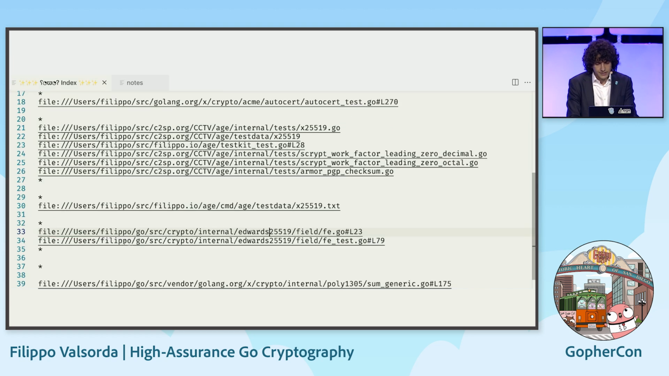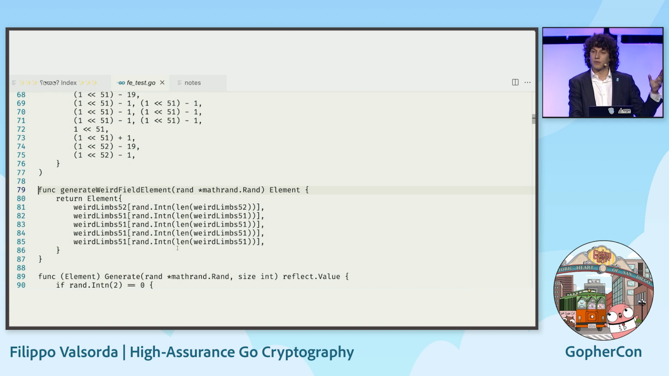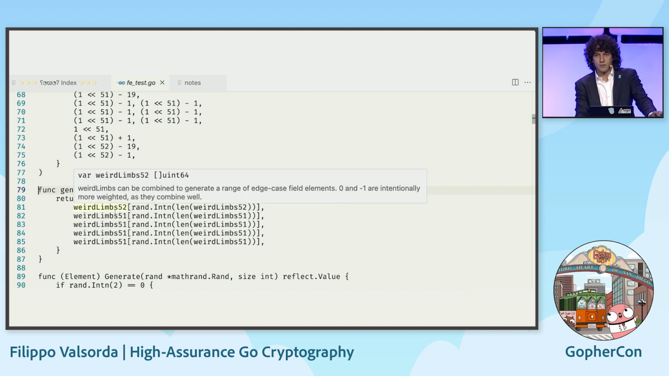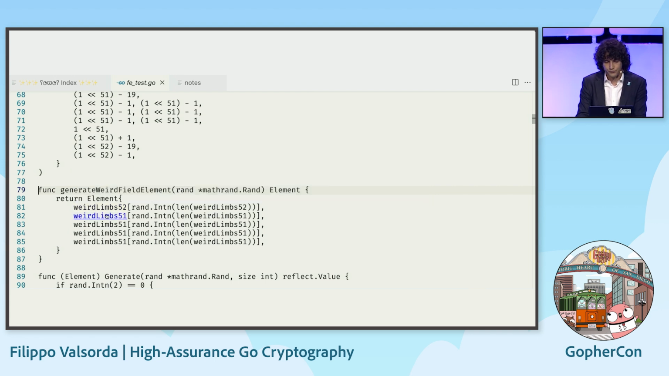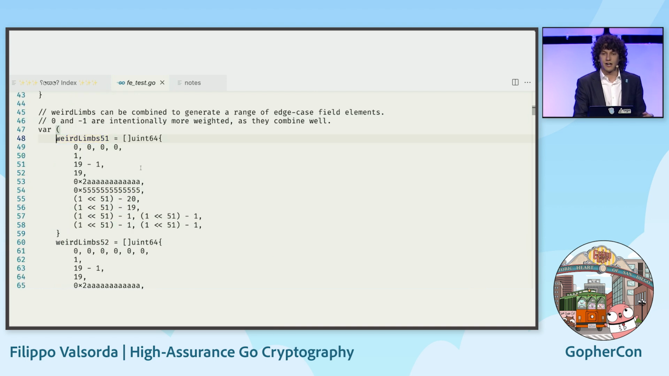So what do we do instead? Instead, we have these special fuzzers that will select much more likely some values that we know, as the developers, are more likely to hit some issues. In this case, I call them weird limbs. We call limb each uint64 you saw earlier. And weird limbs are going to be values that are more likely to turn up bugs than others. So for example, 0, -1, 2 to the 51 - 1.